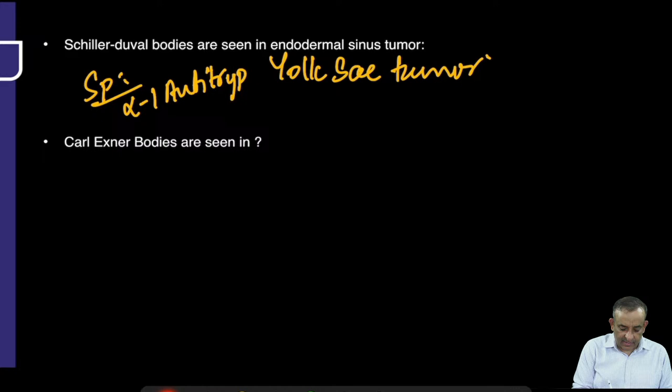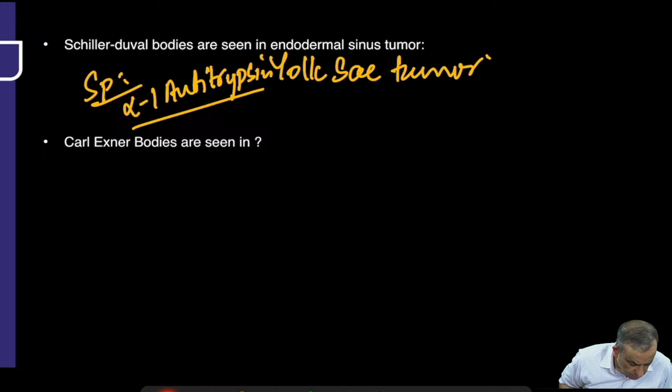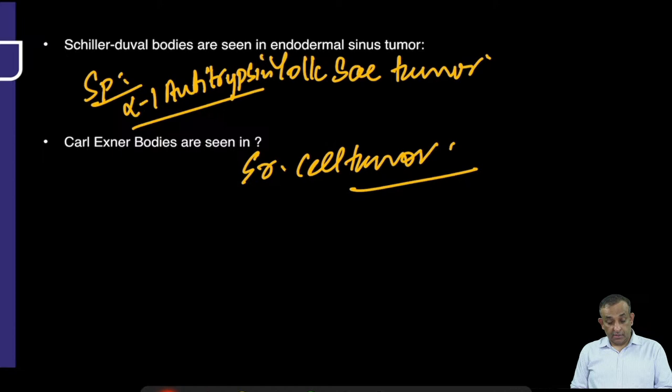Call-Exner bodies. Now, this is the one which you should be giving me the answer. Okay, that is correct. Granulosa cell tumor. Call-Exner bodies are seen in granulosa cell tumor, not dysgerminoma, my friend. What is the marker of granulosa cell tumor? Granulosa cells make estrogen, so granulosa cell tumor will make high estrogens. But that's not the marker. The marker of granulosa cell tumor is inhibin.